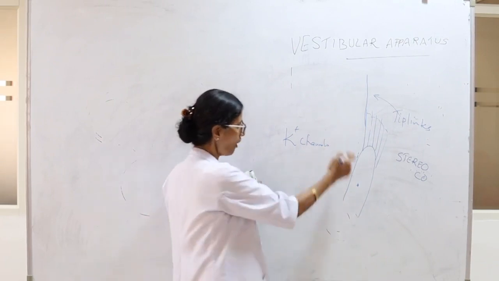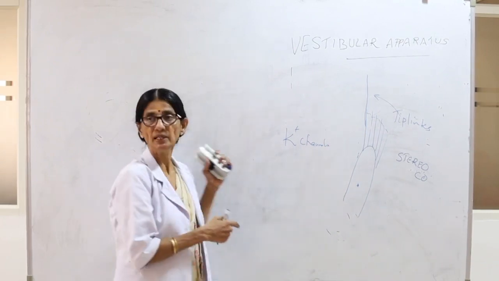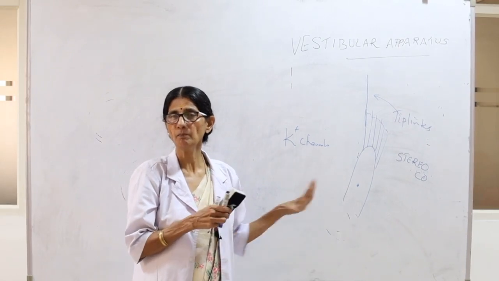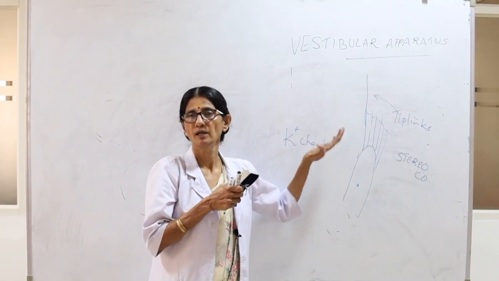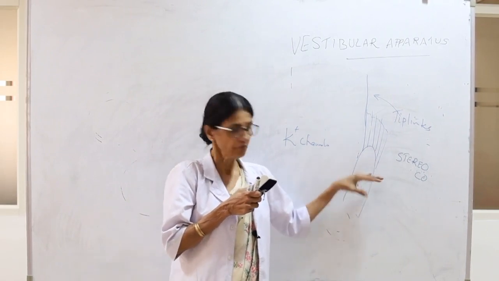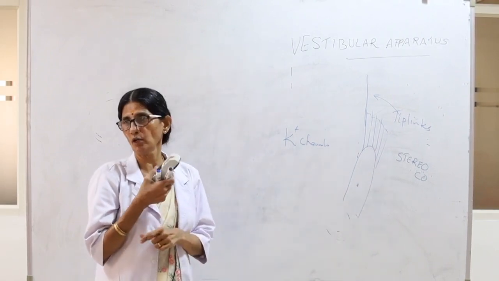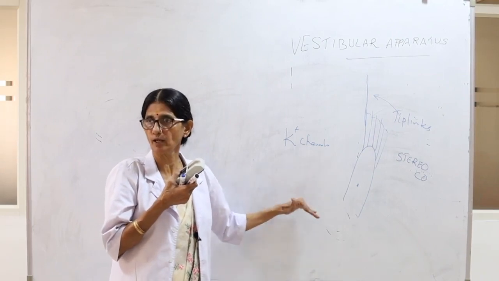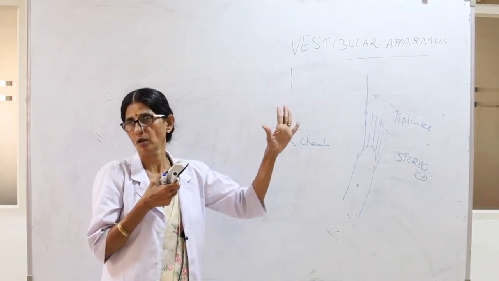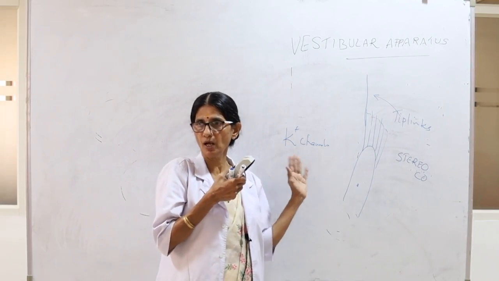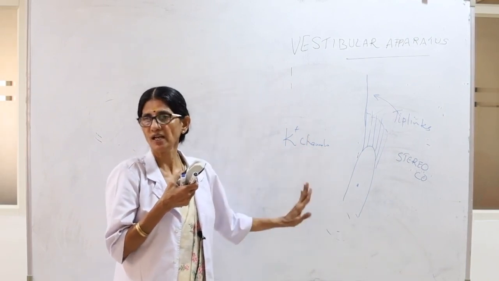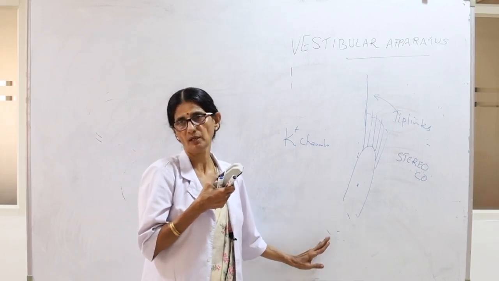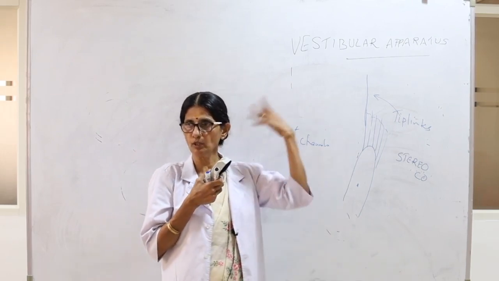And the innervation of all these epithelial cells will be by the fibers coming from the vestibular division of the vestibulocochlear nerve. Finally, they will be going to the vestibular ganglion, otherwise called Scarpa's ganglion. That forms the first order neuron, because all sensations are through a 3-order neuronal pathway. So the first order will be the Scarpa's ganglion or the vestibular ganglion. We will learn about the pathway later on.